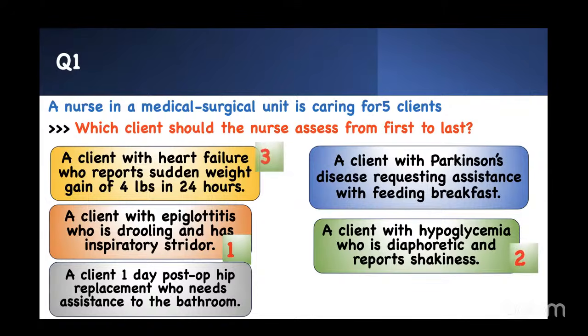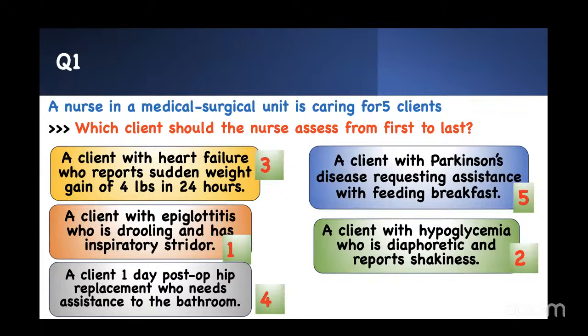Then you go and see the heart failure patient with a sudden weight gain, 4 pounds in 24 hours. That is going to go into pulmonary edema. Right now, I did not give you any symptoms. I just told you there's a weight gain. It's a problem. There's no pulmonary symptoms right now. There's no pink-fluid sputum, right? But number 2 is having symptoms, shakiness and diaphoretic, telling you, I'm dying. Save me, nurse. 1 is something that is your anticipated problem that is going to happen. And of course, always, you got to take care of the post-op patients before the Parkinson's patient.